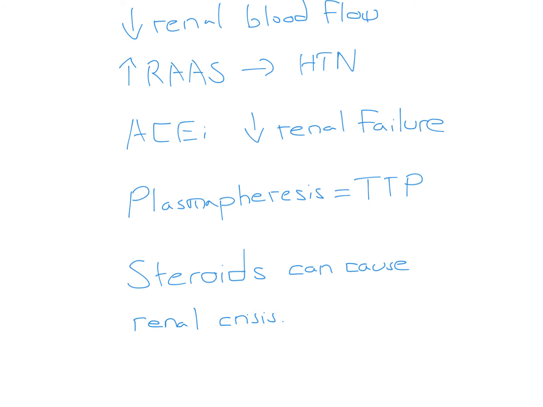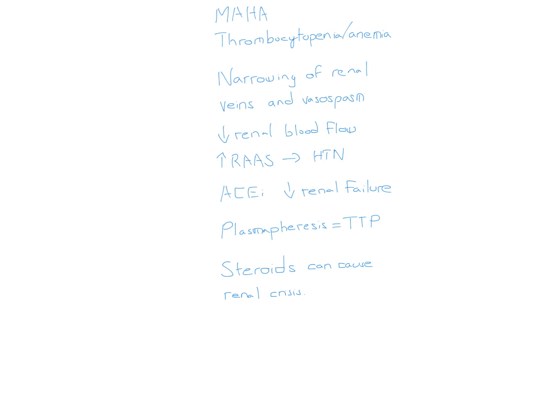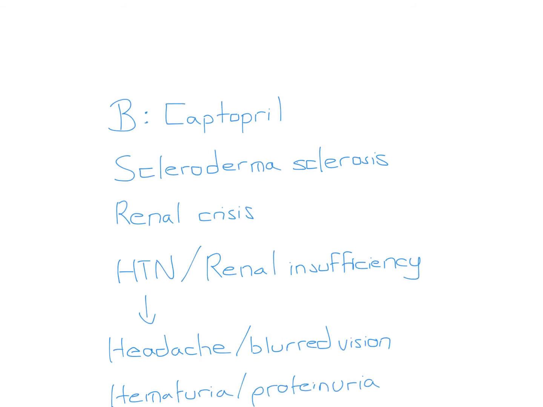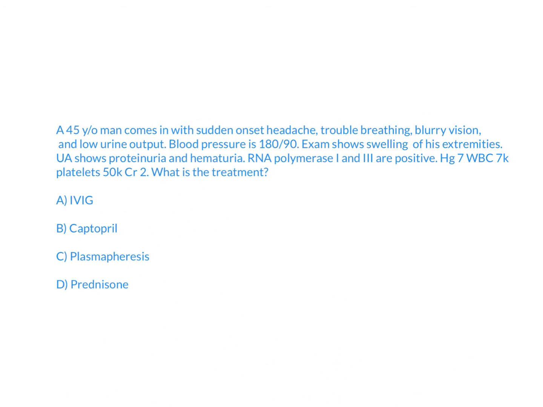Talking a little bit about the other answer choices. We have plasmapheresis, but that's going to be used for TTP, which is thrombotic thrombocytopenic purpura. And then steroids are not indicated in this case because they can actually precipitate a renal crisis for patients with scleroderma. And so for this one, you just need to look at the wide range of symptoms.